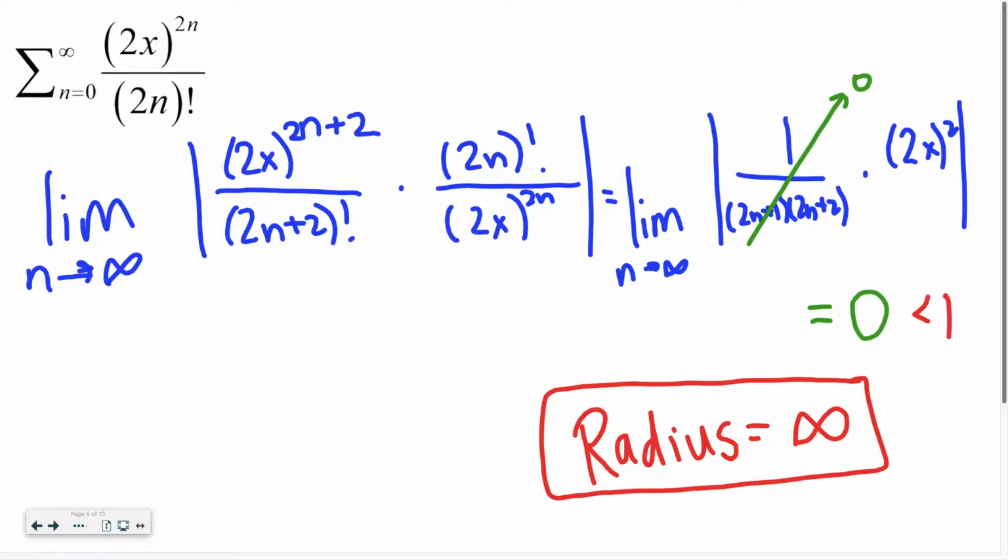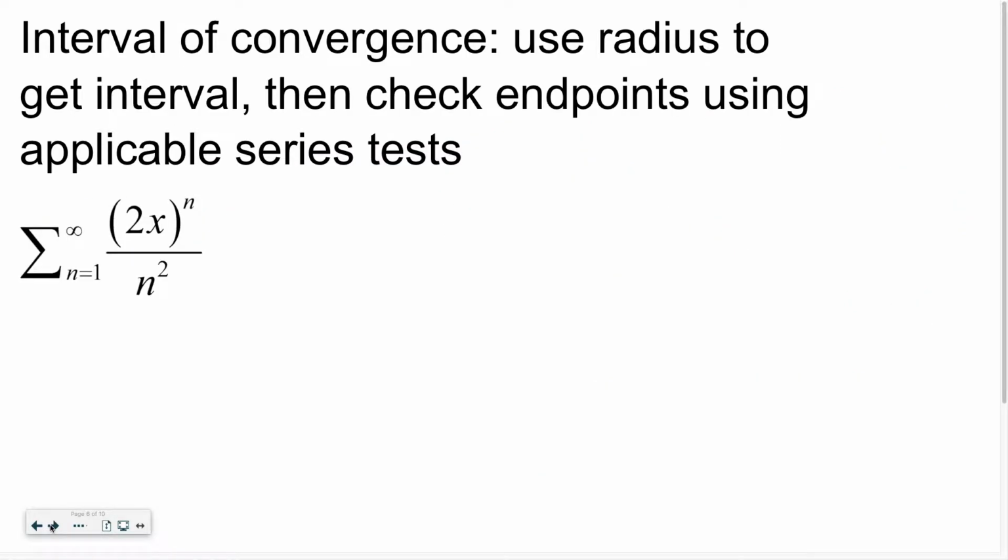So let's come back to this guy right here. We are going to use the radius to get the interval and then check our endpoints. So you already have this written down with the work, right? So go back to that, or draw an arrow if you need to. Where are we centered at? 0, because you don't see plus a or minus a or anything like that. So we are centered at 0, which means if we go to the right 1/2 and to the left 1/2, we're talking about an interval from -1/2 to +1/2.